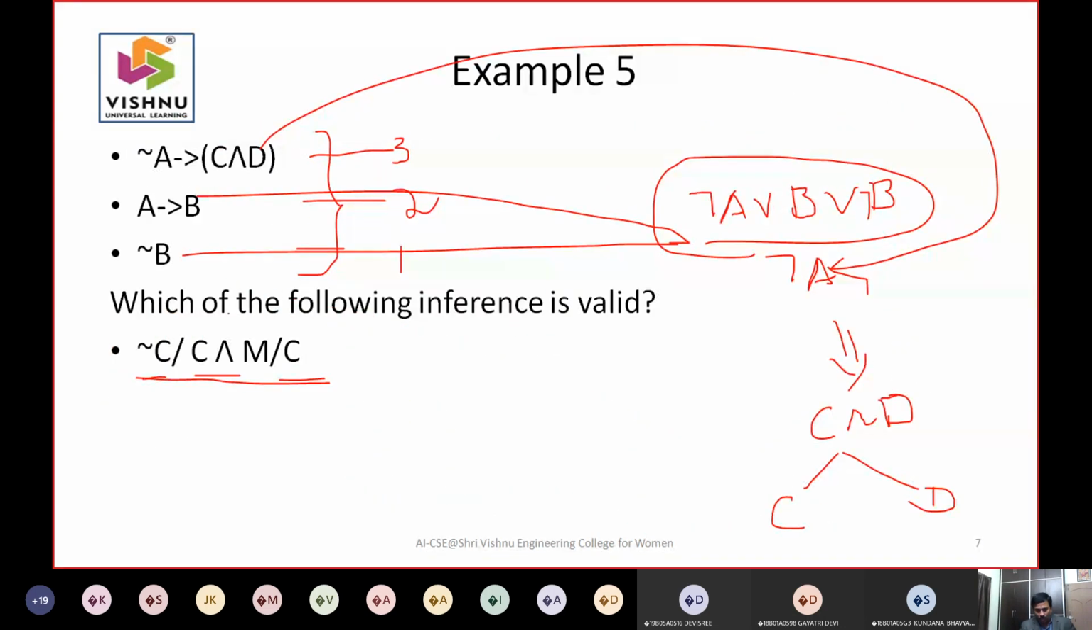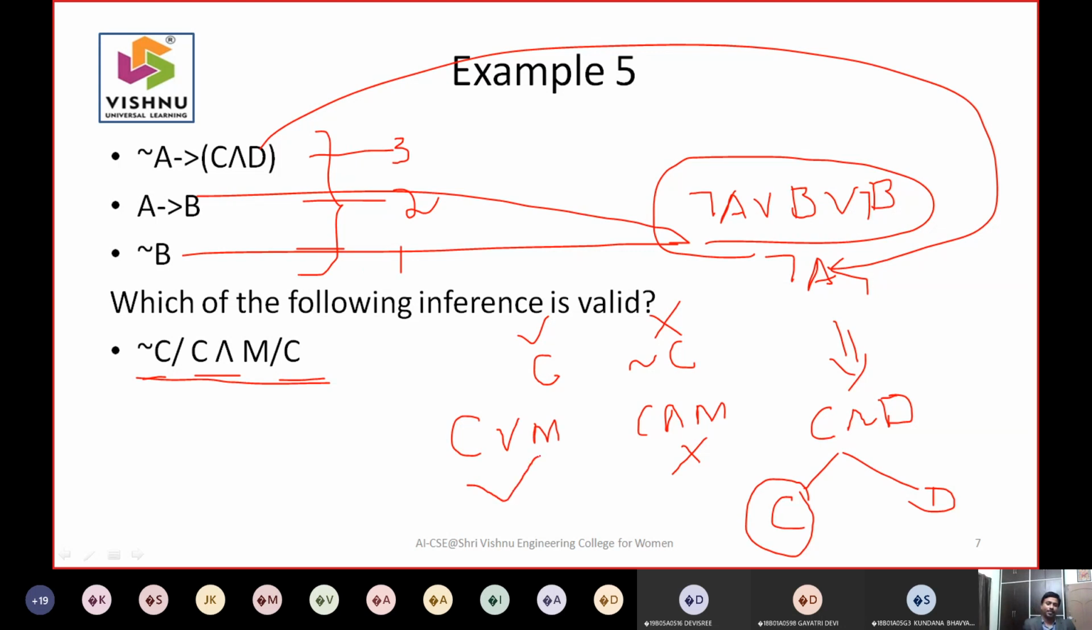So as far as the inferences are concerned, C is a valid inference. C is valid, so negation of C is not valid. And C and M is not there. M is not listed in any of these three statements, so C and M will not work. This is not a valid inference. What can be a valid inference is C or M. This is a valid inference.